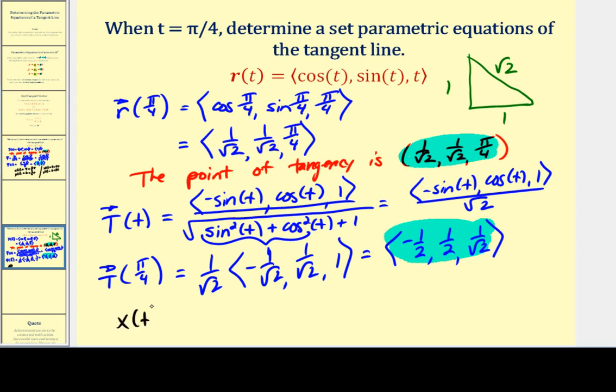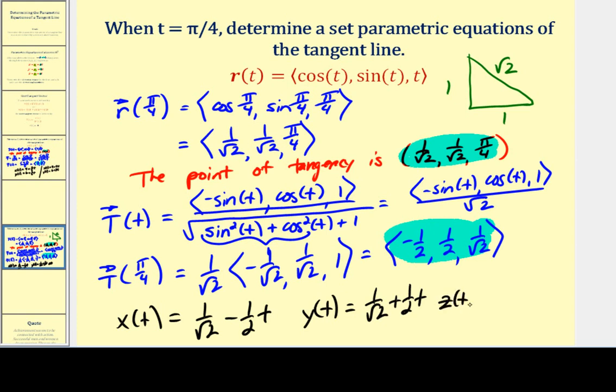X of t would be equal to 1 over square root 2 minus 1/2 t. Y of t would be equal to 1 over square root 2 plus 1/2 t. And z of t would be equal to pi over 4 plus 1 over square root 2 times t. And as mentioned before, these parametric equations are not unique. Let's go and take a look at this graphically as well.